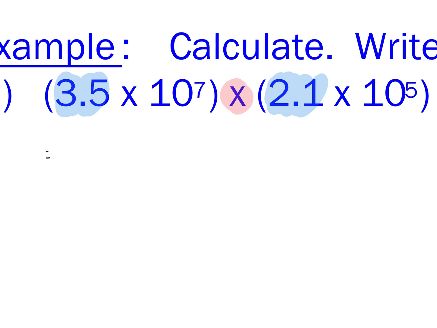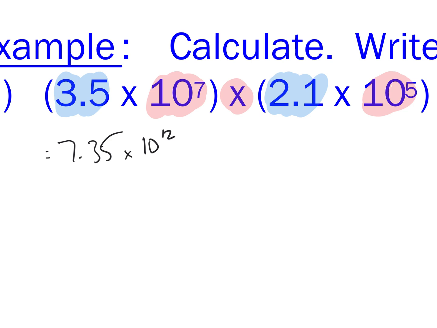7.35. Sweet. And then we're going to worry about the powers. We've got 10 to the 7 times 10 to the 5. When we multiply, we do what with exponents? So it's going to be times 10 to the what? Very good. So we get times 10 to the exponent 12. So that's what we get when we multiply two numbers in scientific notation.